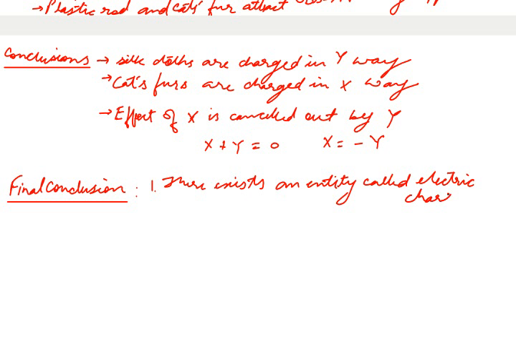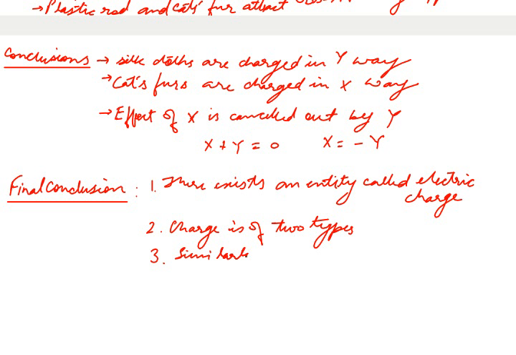And you know where the name electric comes from? It came from elektron, with a K, which is a Greek word for amber. Second conclusion, what we have observed, is that electric charge can be of two types. Charge is of two types. Then third, similarly charged bodies repel each other.